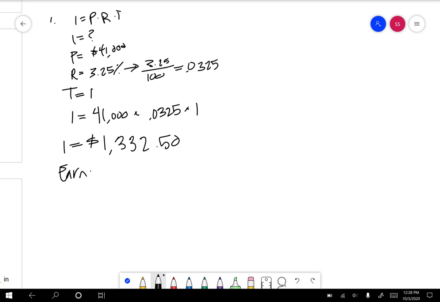It would mean that he earns $1,332.50 of interest per year. That's pretty significant. Pretty significant. I would like that.